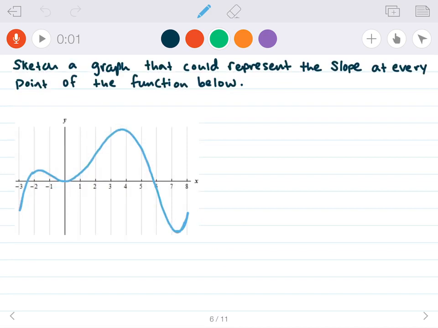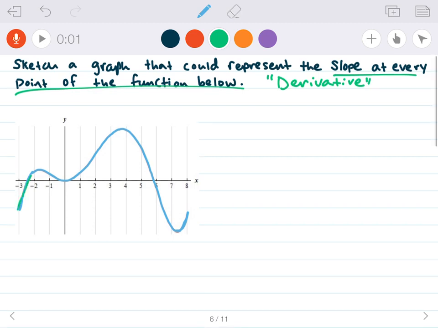Okay, sketch a graph that could represent the slope at every point of the function below. So if we're talking about the slope of the function, we're talking about its derivative. It's just a fancy way of saying find the derivative. Okay, so let's go ahead and do this. We're given the function, we're trying to find the derivative, and so we can talk about tangent lines.